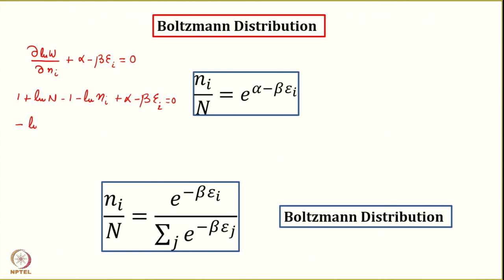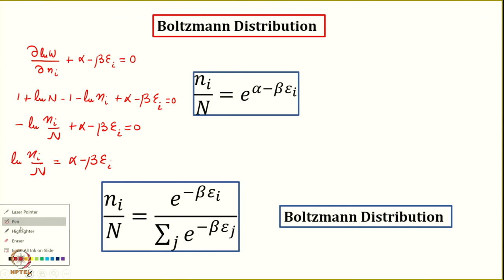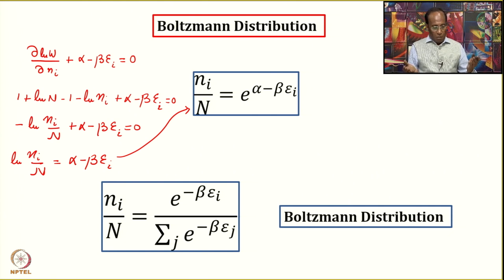This is equal to minus log ni upon n, right, plus alpha minus beta Ei equal to 0. In other words, log ni upon n is equal to alpha minus beta Ei. Which I can rewrite as ni upon n is equal to exponential alpha minus beta Ei. We have ni upon n. Ni upon n is nothing but population. But then, if you look at the right-hand side, we have alpha, we have beta.